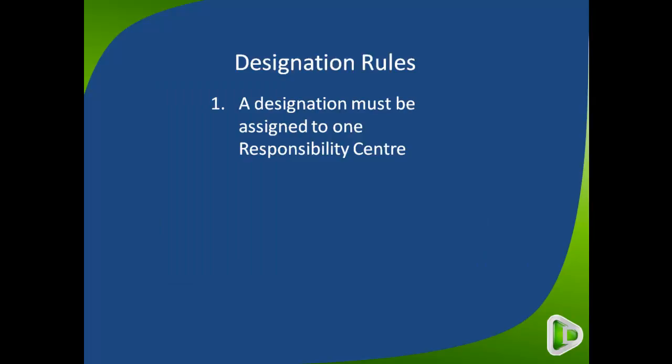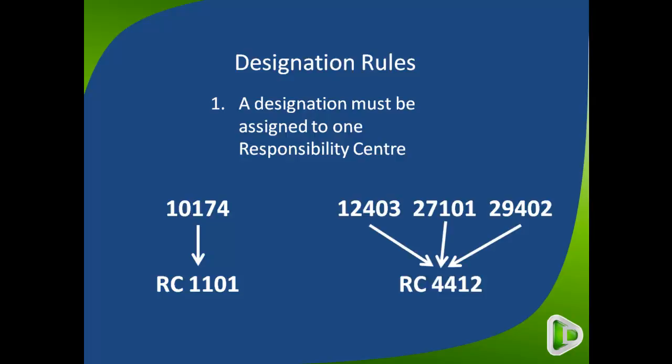Okay, some designation rules. Number one, a designation must be assigned to one responsibility center. Any designation can have only one responsibility center. In this example, the contact ID 10174 is a designation, and it's associated with responsibility center 1101. But a single responsibility center can have multiple designations coming in. For example, a summer project might have 3 students who are coming, each with a unique contact ID, so the donor receipts list the name of the student, but all of the funds go into the project account.